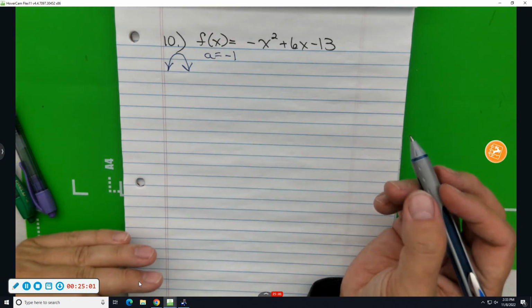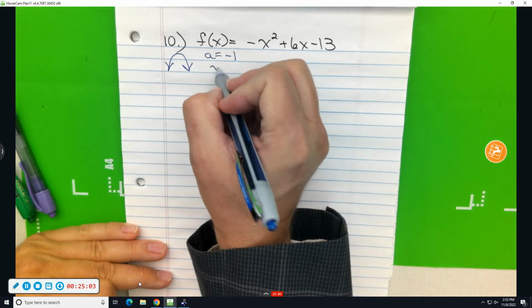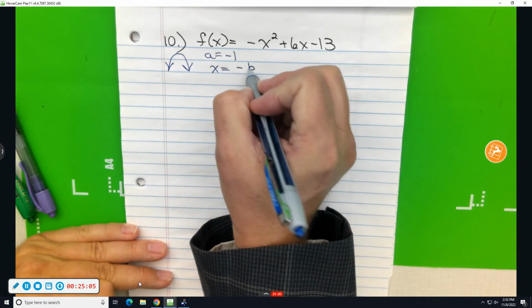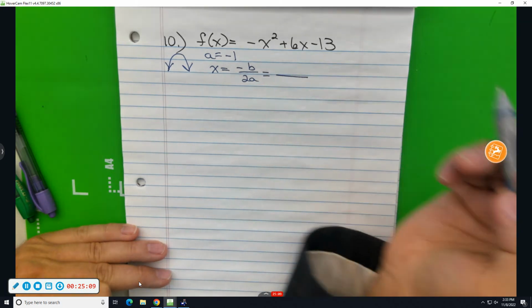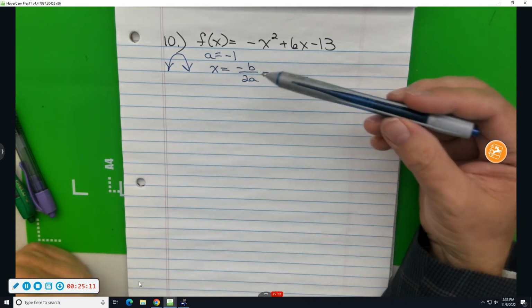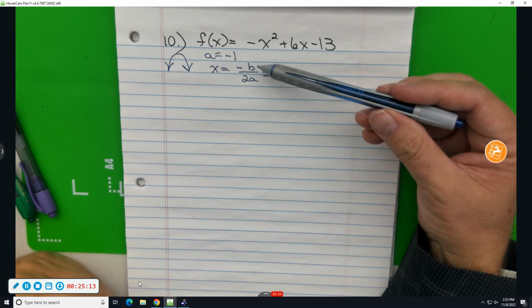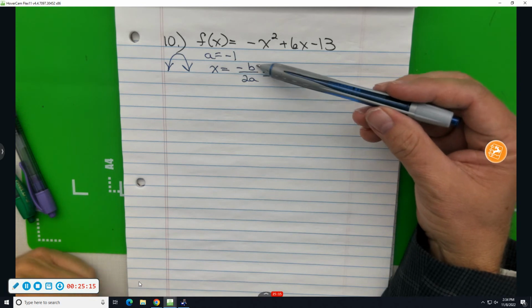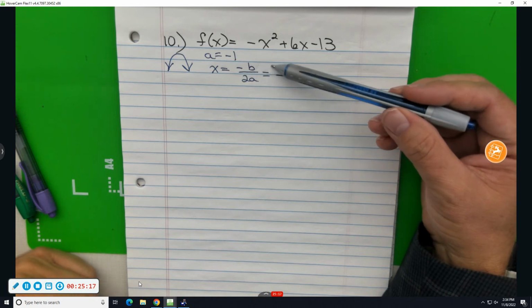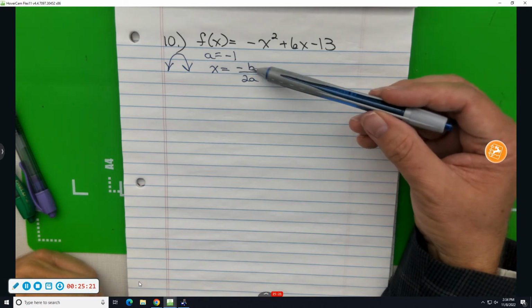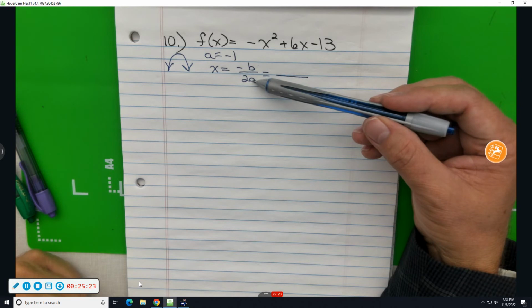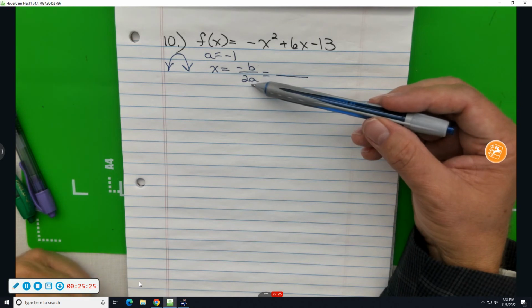Let's use our vertex formula. X equals negative b over 2a. Remember I said it was an easy way to remember that formula. It's the quadratic formula without that messy plus minus square root of b squared minus 4ac. It's just the negative b, and on the bottom, the denominator of the quadratic formula, 2a.